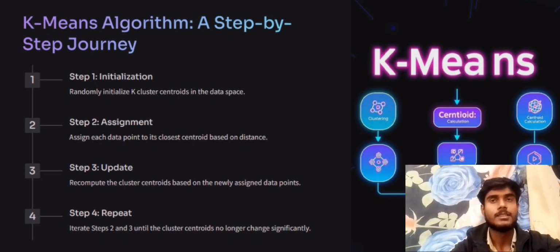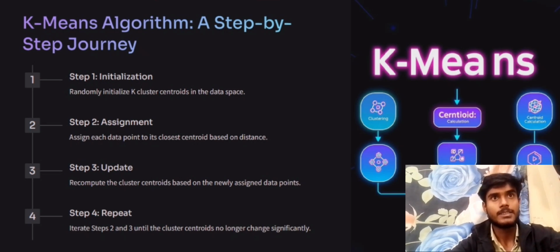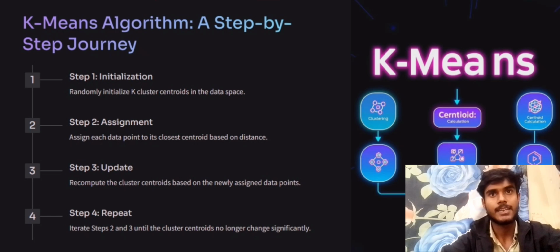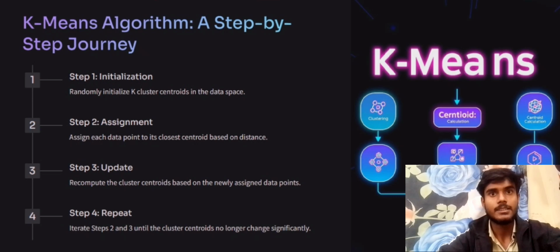In this section, how does the K-means algorithm work? A step by step journey. First initialization, second assignment, third update, then repeat. First, initialization: randomly initialize K cluster centroids in the data space. Assignment: assign each data point to the closest centroid based on distance. Update: recompute the cluster centroids based on the newly assigned data points. Iterate steps 2 and 3.